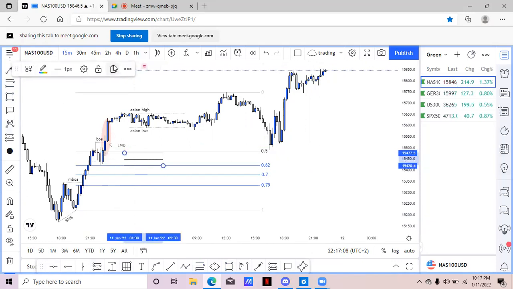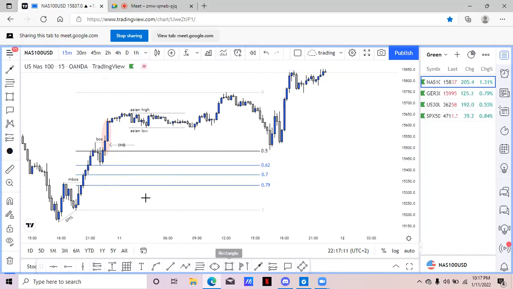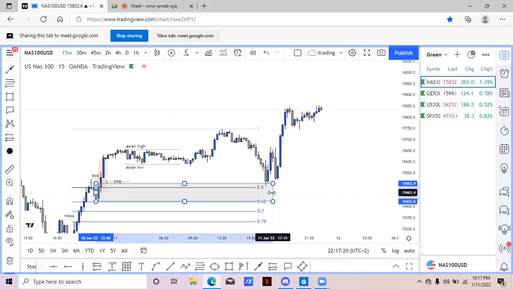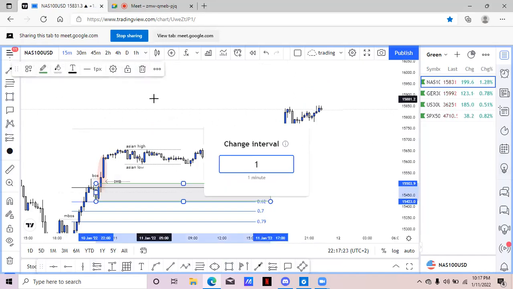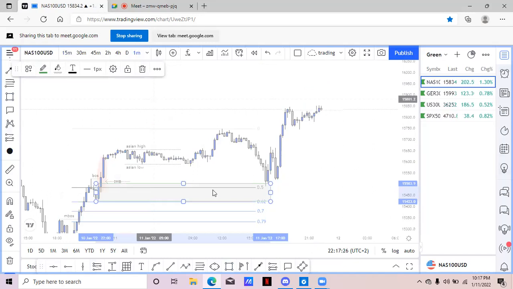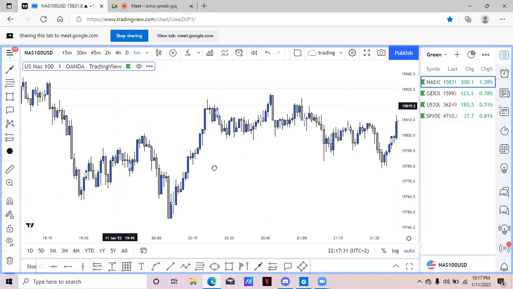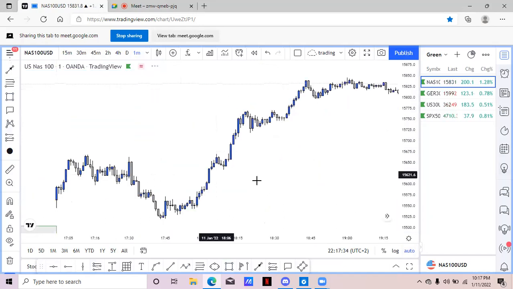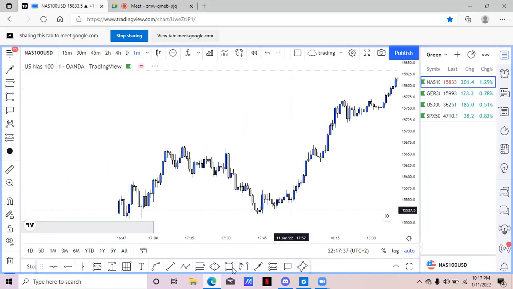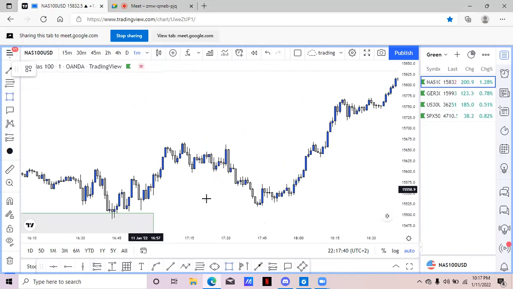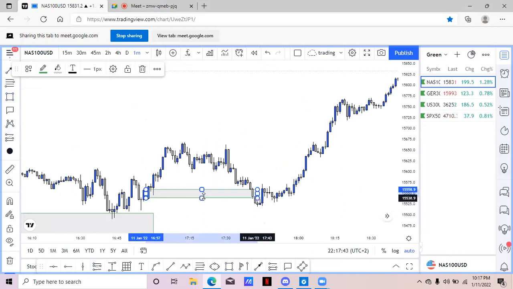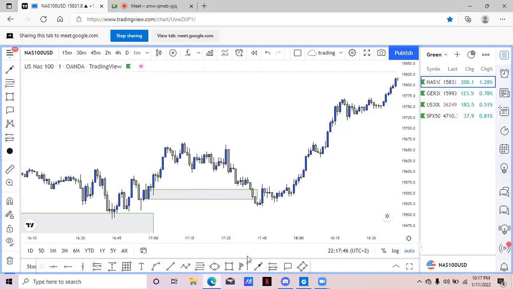But it came to what? It came to the high of this bullish candlestick and then shot up. And after shooting up, maybe if we went to 1 minute, we would have got a confirmation entry. You never know. Just here. These are order blocks. Just passed through and went up.